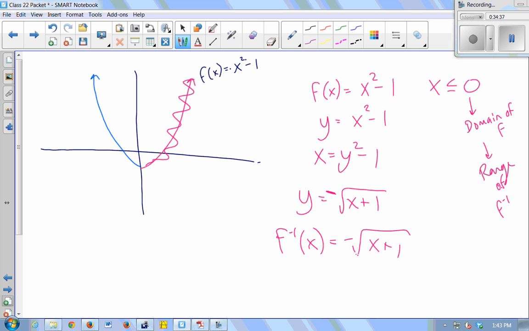And that looks like the square root of x shifted left 1 and reflected over the x-axis, right? So square root x shifted left 1, reflected over the x-axis. So that would look like... Am I doing this right? Like that? Yeah. And if I draw the line y equals x, it does look like a reflection.